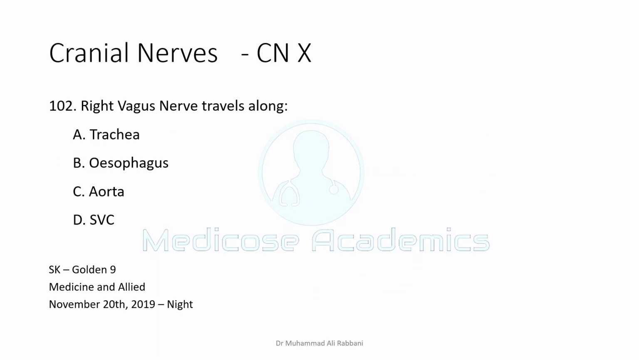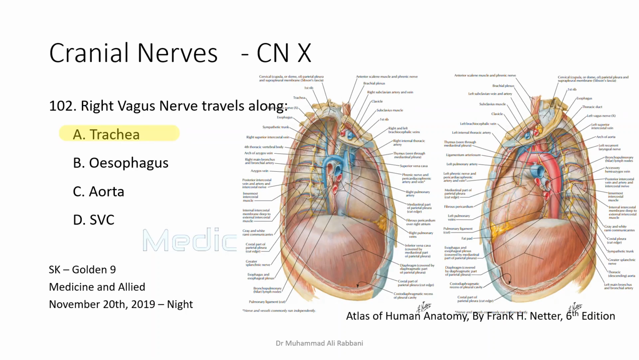The right vagus nerve, it's about the vagus nerve. It travels along. You should know that it is basically a question of thorax mentioned here. The right vagus nerve, it is passing near the trachea. You can see here. The left vagus nerve does not pass near the trachea because it is separated by aorta and subclavian artery and the other branches.